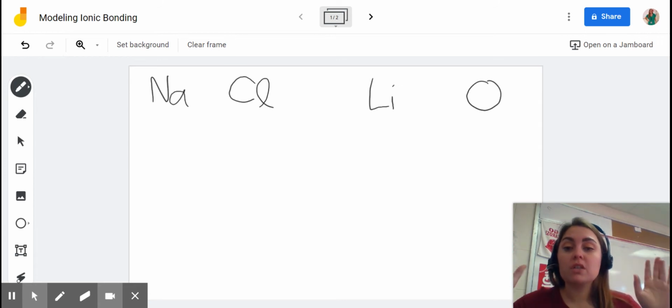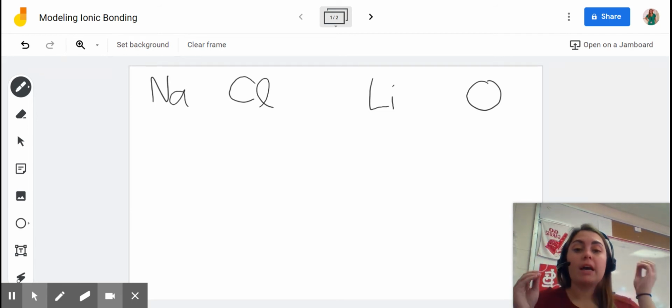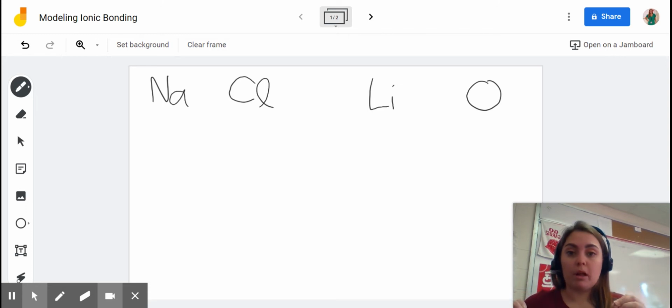So first things first, I'm going to start with sodium and chlorine. So the whole key to ionic bonding is we have a metal and a nonmetal. In this case, sodium is the metal, chlorine is the nonmetal. Also, I apologize for how fast I'm going to talk. I'm trying to do this in 5 minutes.